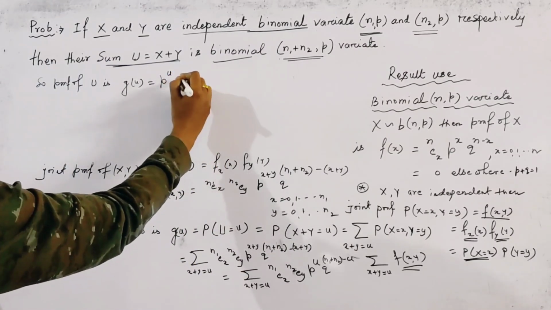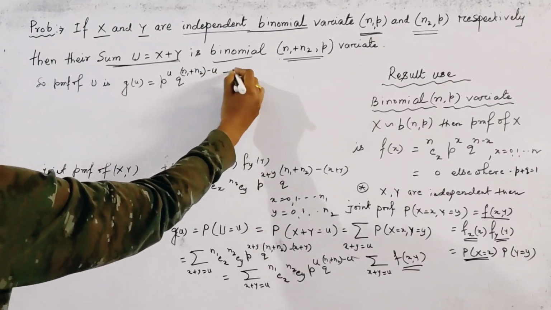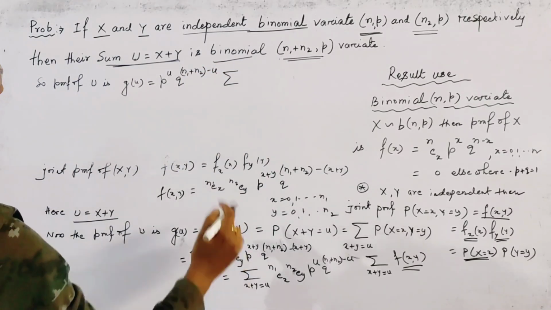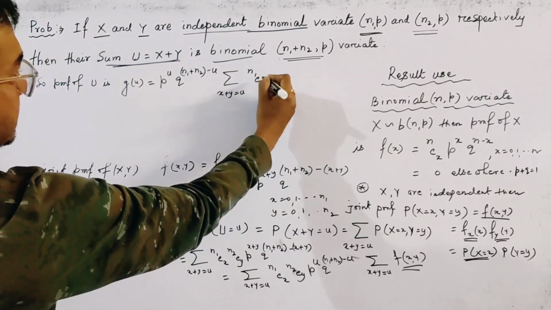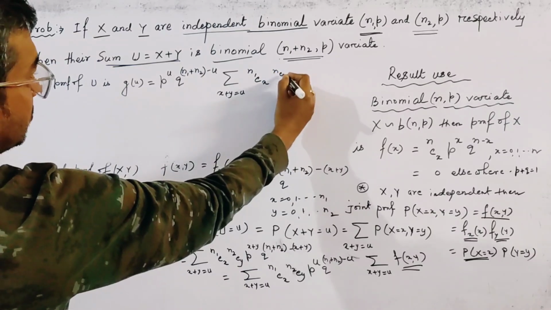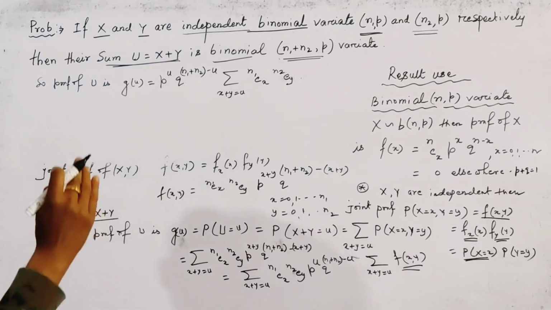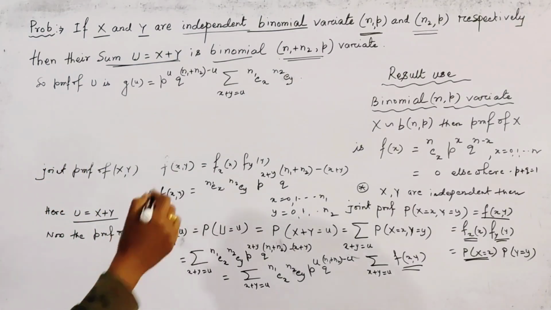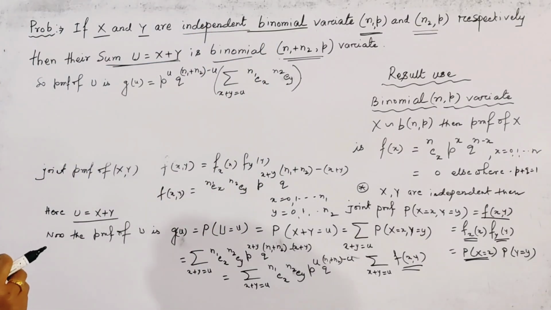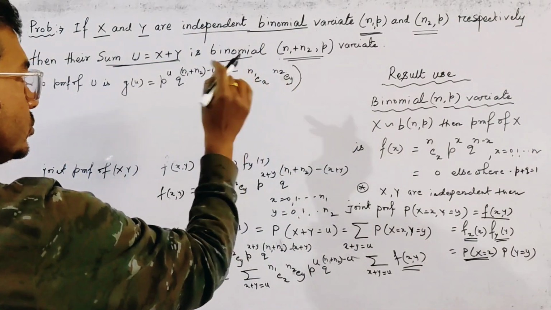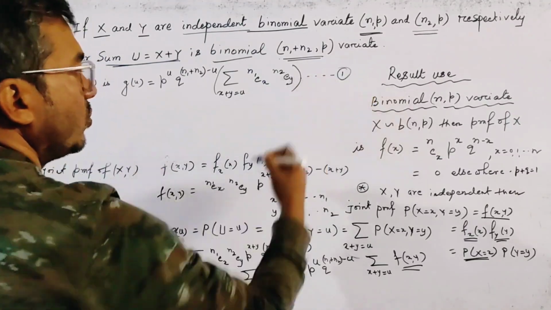this is p to the power u, this is q to the power n1 plus n2 minus u, and this is summation over x plus y equal to u of n1 c x into n2 c y. We get this result. Now we have to find the value of this function by using an identity, and before taking the identity, we name this relation as relation number 1.